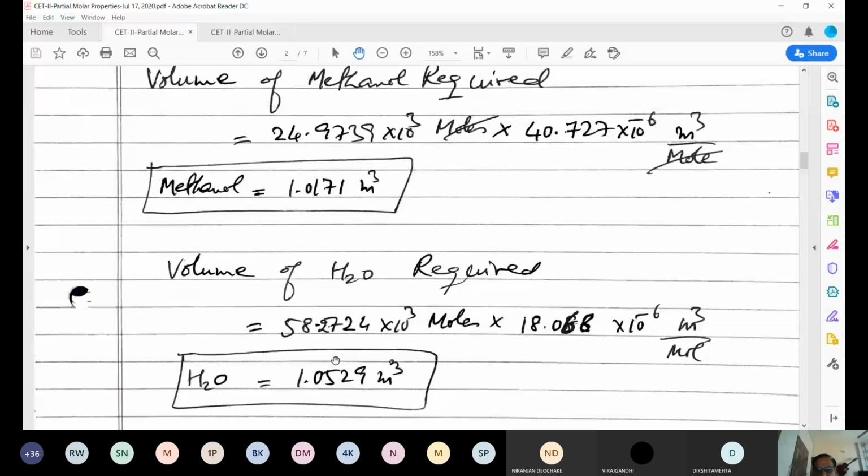So what it means is I have to take 1.071 cubic meters of methanol plus 1.0529 cubic meters of water, mix them together, then I'll get a 30% solution of methanol in water, and the volume will be 2 cubic meters. That means the volume is not additive. It will not give 2.06 or 07 cubic meters, it will give only 2 cubic meters. समझा क्या? Any doubts?